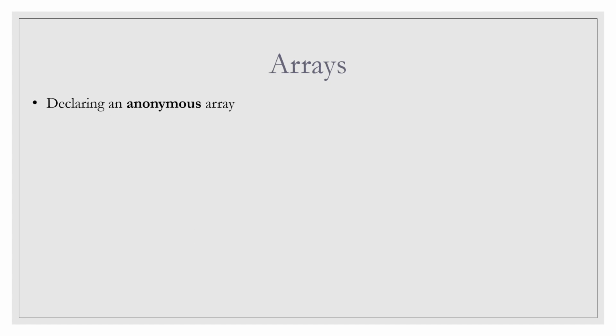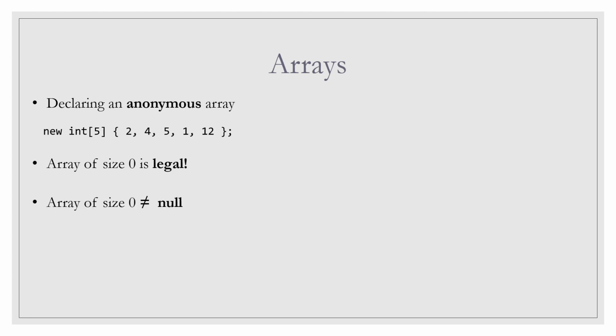We can also declare an anonymous array with the following syntax. This can be useful in certain situations where we need to create and pass the array to some other method as an argument on the fly. It is completely okay to have an array of size 0, and please keep in mind that size 0 does not mean that the array is null.